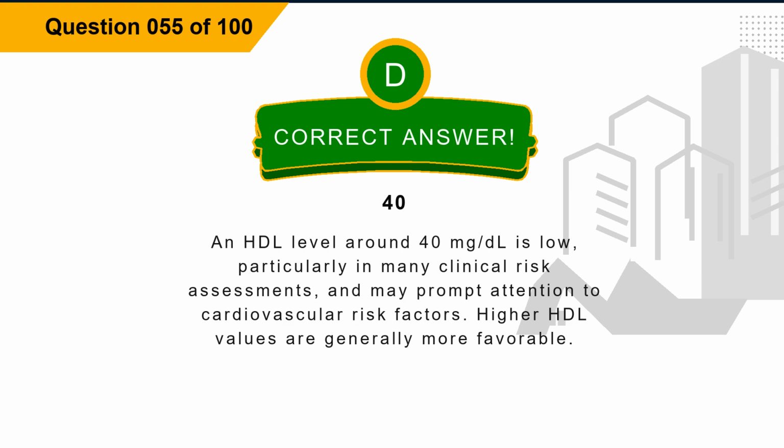Explanation. An HDL level around 40 mg/dl is low, particularly in many clinical risk assessments, and may prompt attention to cardiovascular risk factors. Higher HDL values are generally more favorable.